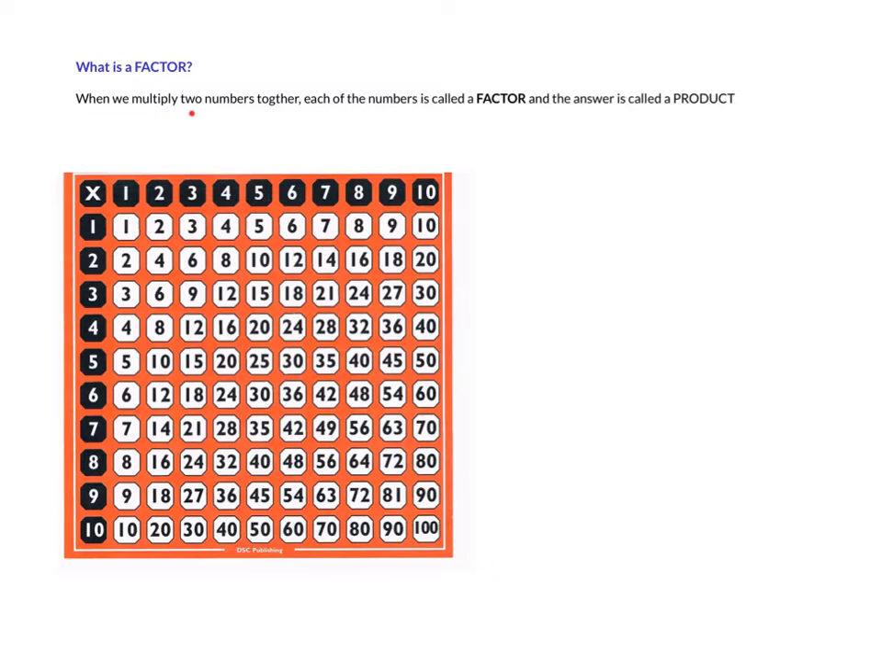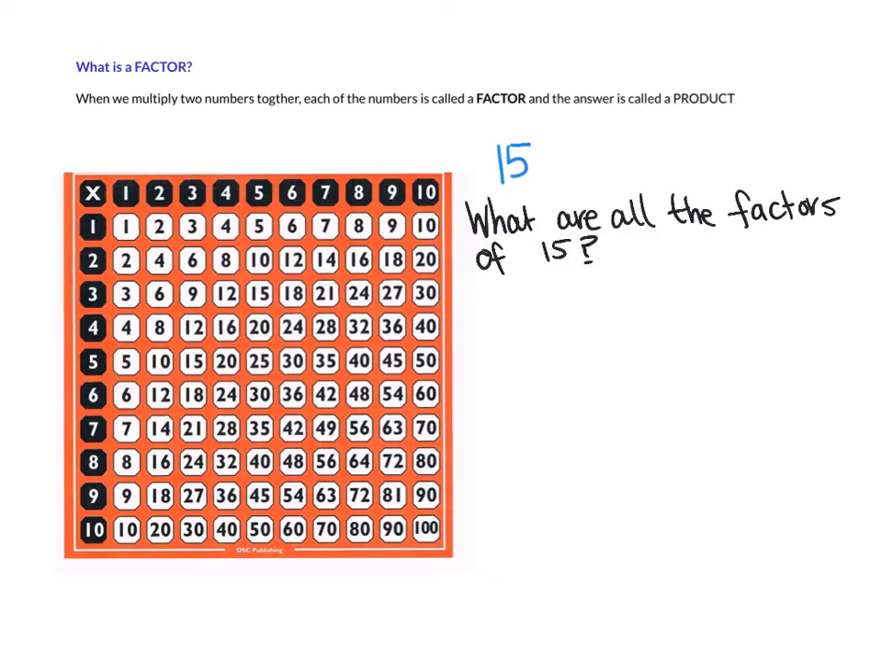When we multiply two numbers together, each of the numbers is called a factor and the answer is called a product. Let's take a look at the number 15. If somebody was to ask you, what are all the factors of 15, could you answer them? I put up this times table to help you visualize it, but it's very important that you all know your times table.